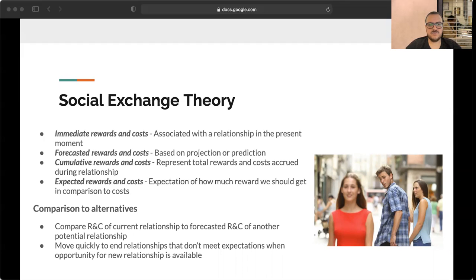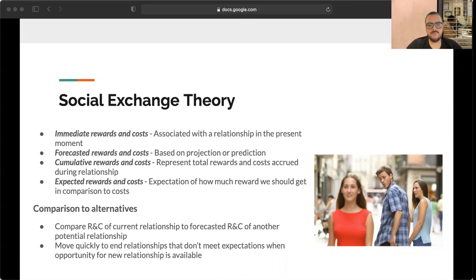In comparison to alternatives, we compare rewards and costs of a current relationship to the forecasted rewards and costs of another potential relationship. So sometimes, it basically boils down to we can do better. And also, maybe you decided to end a relationship that falls below your expected rewards or exceeded expected costs because there was another relationship you believed could exceed your expected rewards.